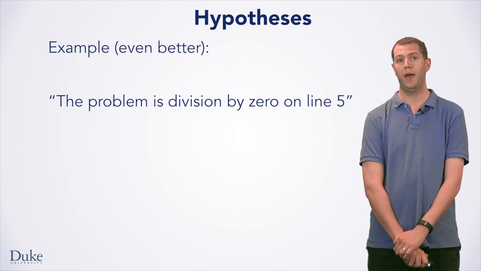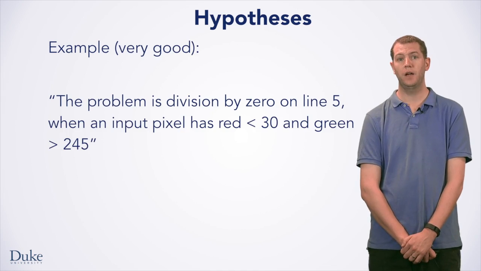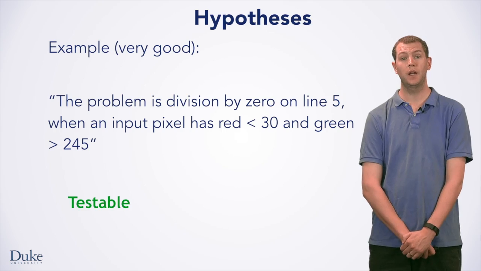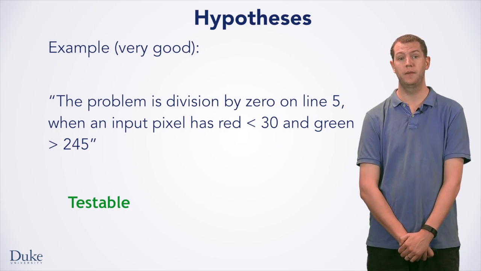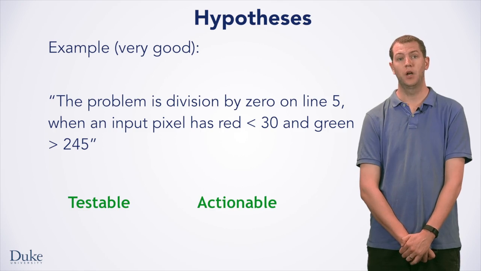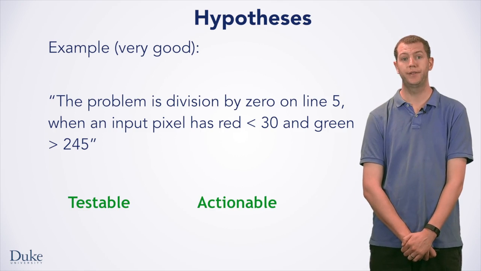But we can do even better. Here we have a very good hypothesis. The problem is division by 0 on line 5, specifically for inputs that meet certain criteria. In this example, maybe red is less than 30 and green is greater than 245. So this hypothesis is testable. We can go and craft specific inputs that tell us whether it's exactly these criteria and exactly this behavior, and it's very actionable.